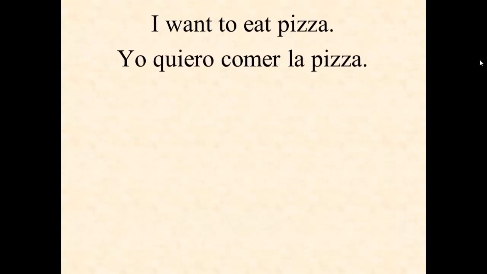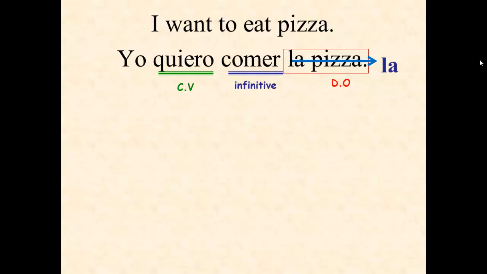So, I want to eat pizza is yo quiero comer la pizza. Okay. Quiero would be my conjugated verb. Comer would be my infinitive. And then la pizza would be my direct object. Now we learned that la pizza, to say I want to eat it, can go to la, because it's feminine and it's singular. So I can place it before my conjugated verb, yo la quiero comer, right? I want to eat it. It goes before my conjugated verb.